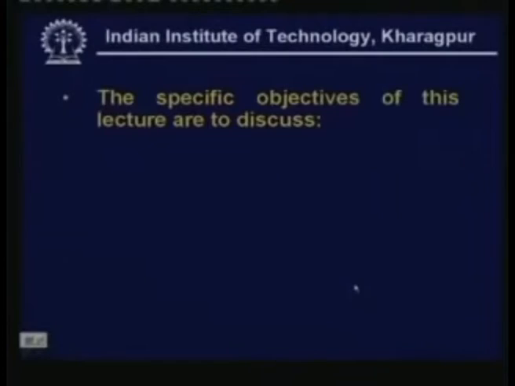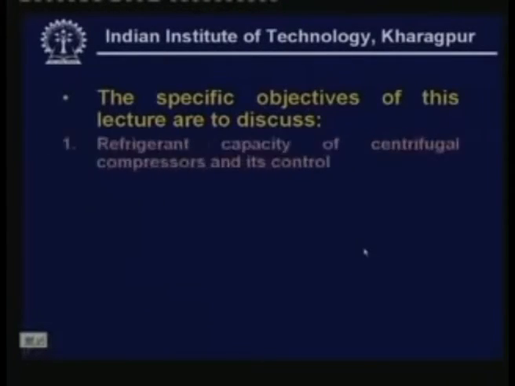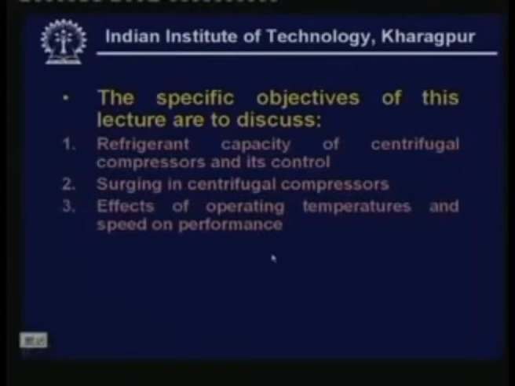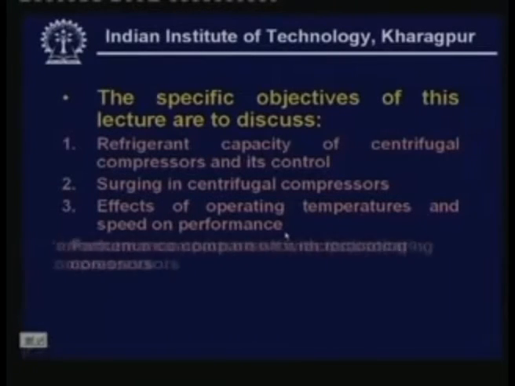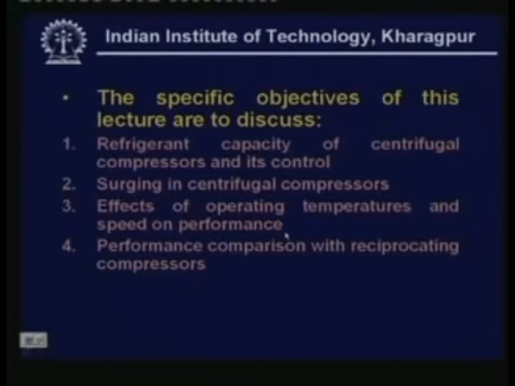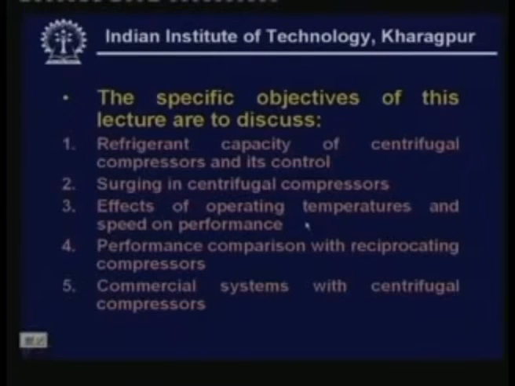The specific objectives of this particular lecture are to discuss refrigerant capacity of centrifugal compressors and how to control the refrigerant capacity, and discuss the phenomena of surging in centrifugal compressors, discuss the effects of operating temperatures and speed on performance, performance comparison with reciprocating compressors, and finally discuss briefly commercial systems with centrifugal compressors.